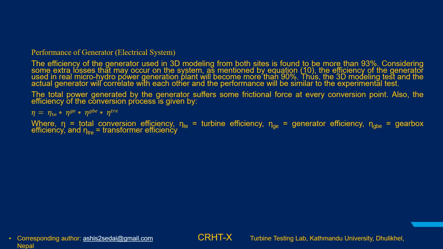Moving forward in the discussion with the performance of the generator. In order to calculate the efficiency of the generator used in our 3D modeling, we found the efficiency to be more than 93%, and we calculated the overall efficiency by the product of turbine efficiency, generator efficiency, gearbox efficiency, and transfer efficiency, as you can also see in the slide.